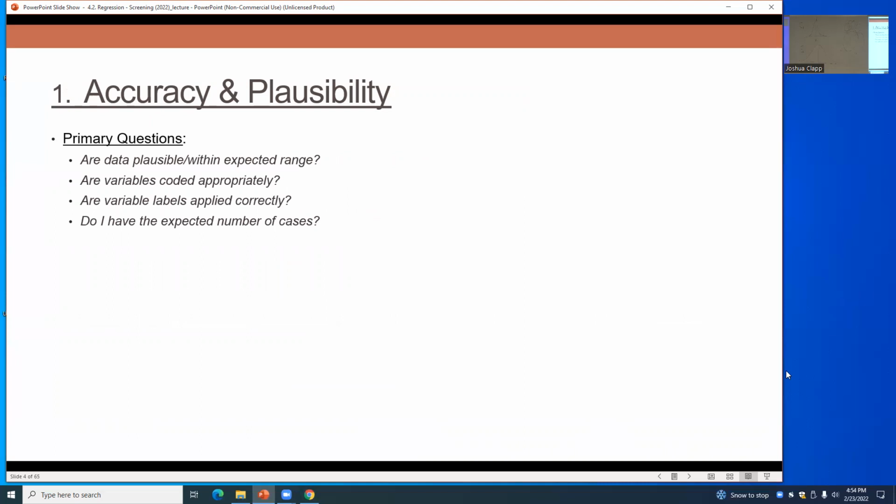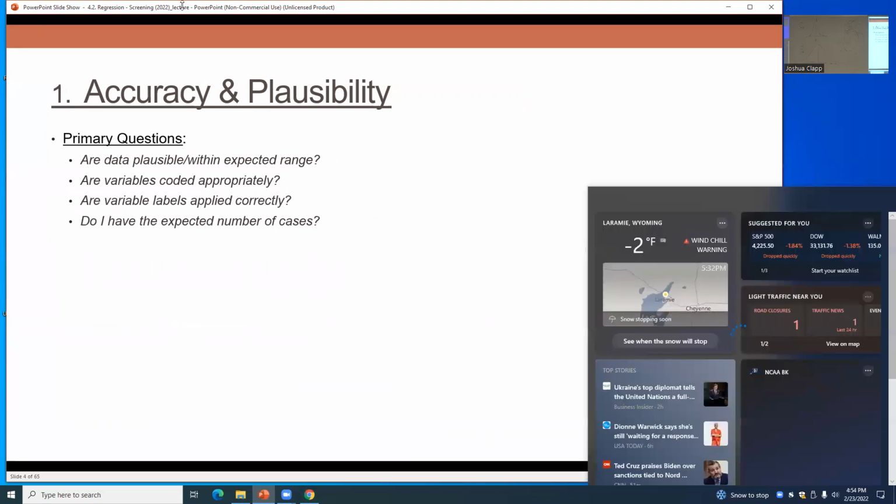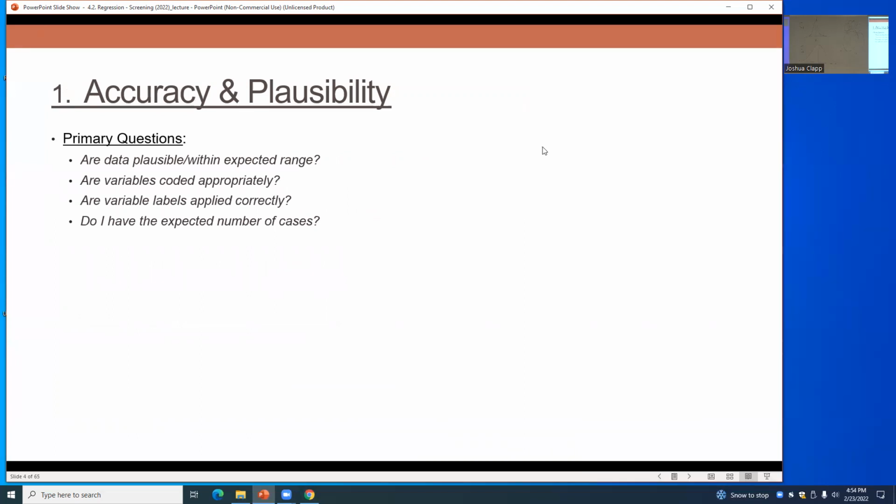This first part, we'll run through very quickly because it's all things that we've talked about previously in terms of screening accuracy, plausibility, missing values, and so forth. But that gets us into the purpose of screening and why we're going to spend so much time with this. Okay. All right.